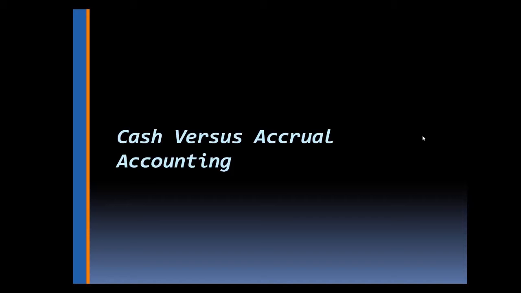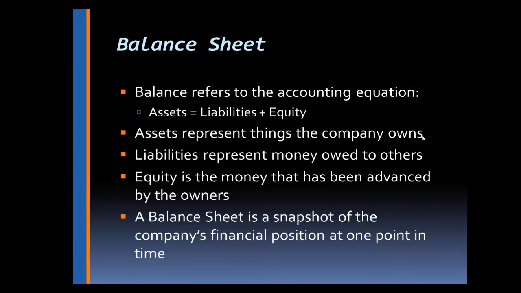This is different than accrual accounting. In accrual accounting, we actually record the transactions when they occur, both for revenue and expenses. And I'll go through this in more detail later. First, let's talk about the balance sheet. The balance sheet refers to the accounting equation, which is known as assets equal liabilities plus equity. So everything we see in the financial statements balances between the assets and liabilities and the equity accounts.